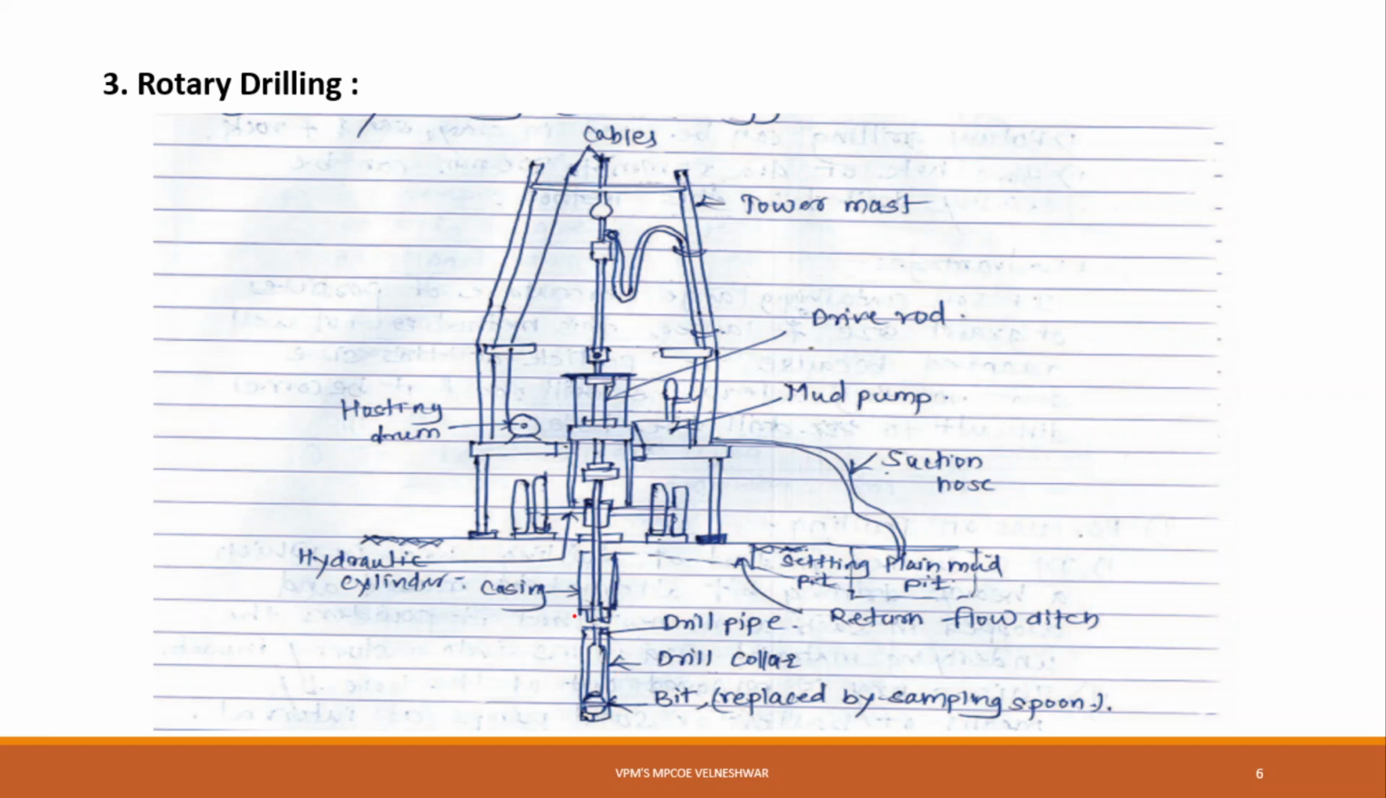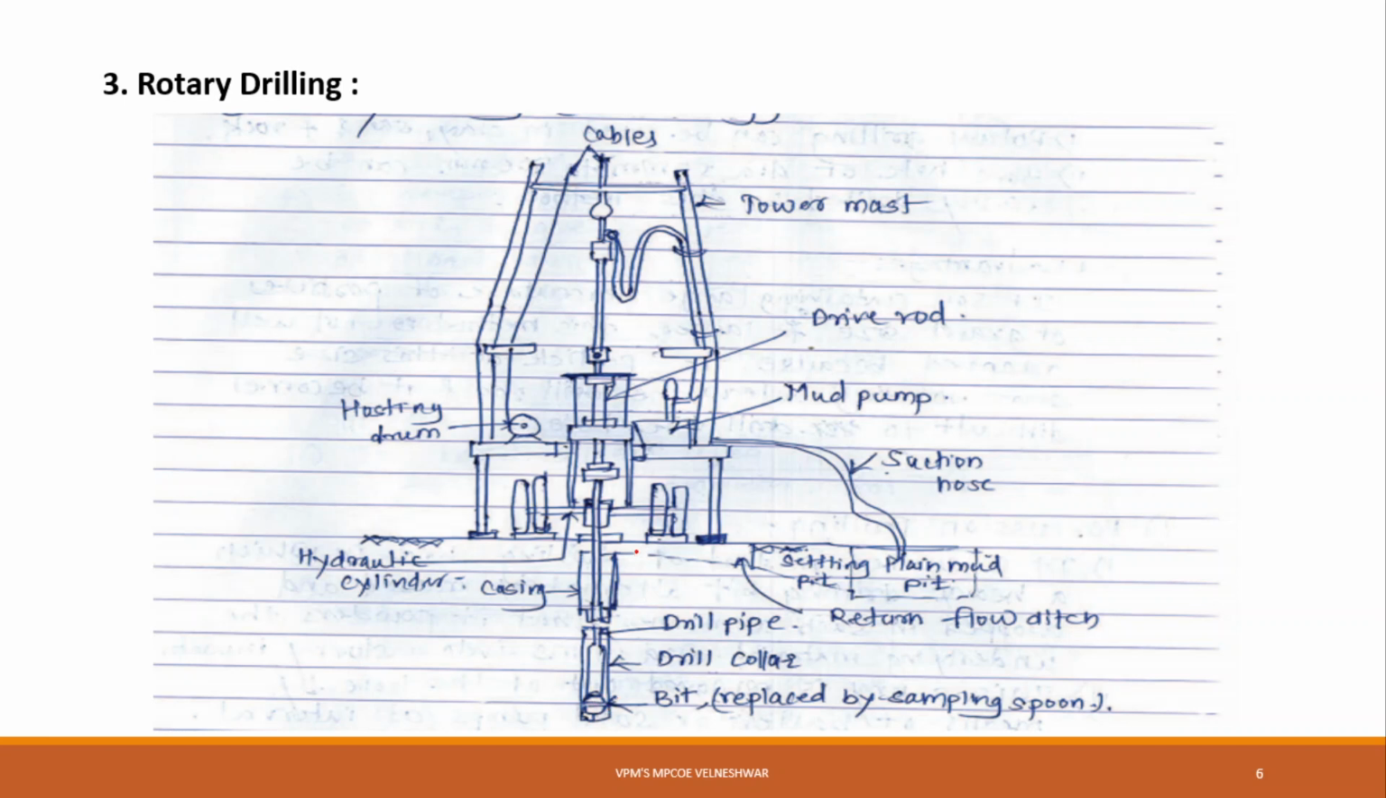Okay, and here also you can see the casing. And at the bottom of the drill pipe you will see the bit. That bit is also replaced by a sampling spoon, and by the sampling spoon we will collect the sample at a different depth. So that bit may be replaced.